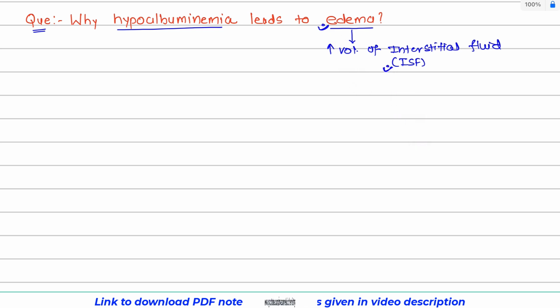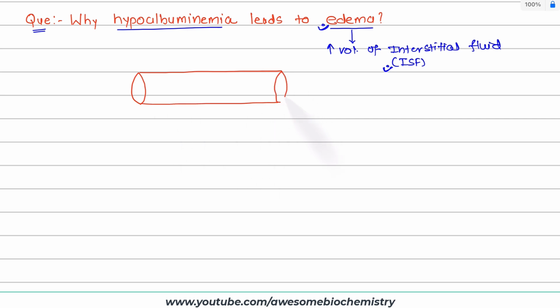Let's suppose this is the capillary. Inside the capillary, we have plasma, and outside of the capillary, we have interstitial fluid. Remember, interstitial fluid is the fluid in the intercellular space, or the fluid between the cells. Now, there is a complex play of various forces between plasma and interstitial fluid, which are called Starling forces.